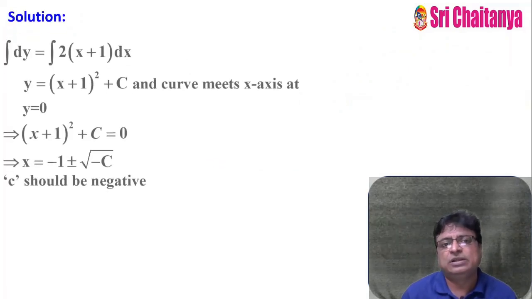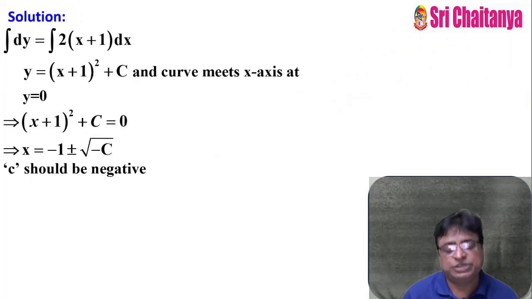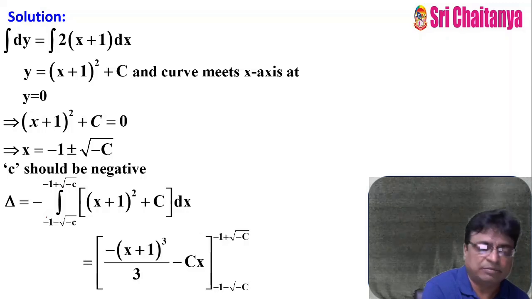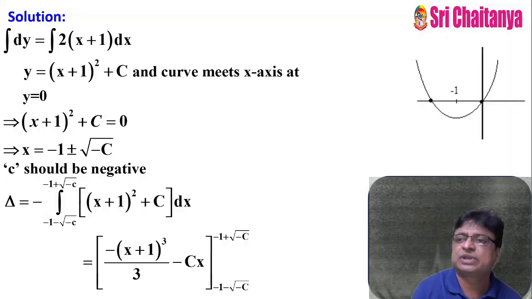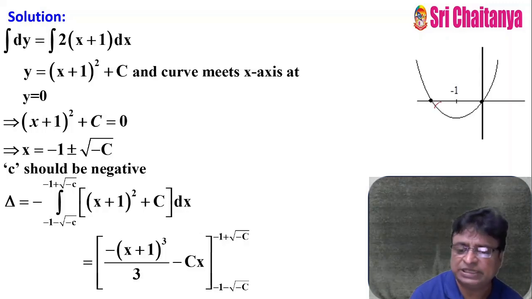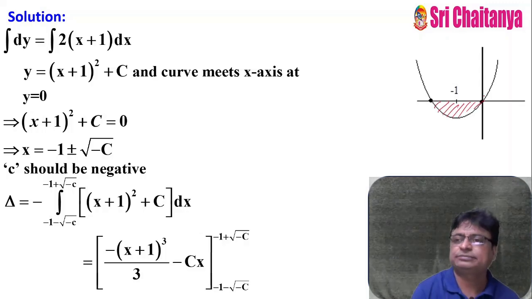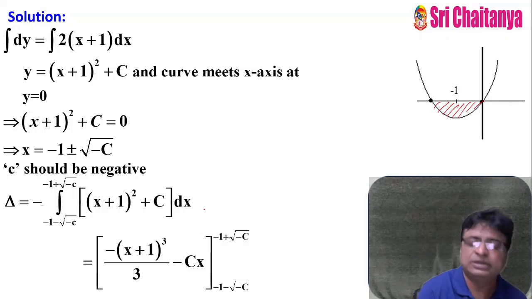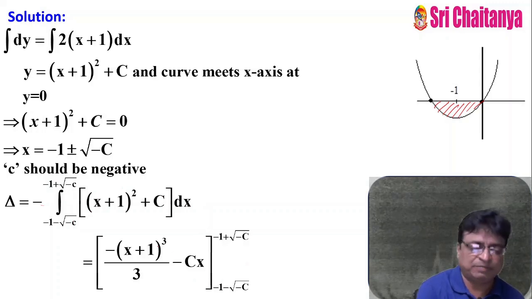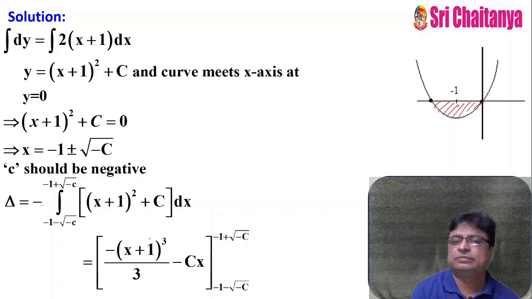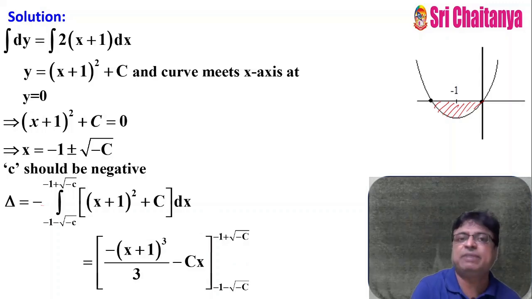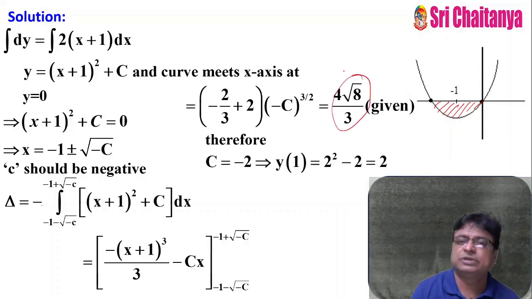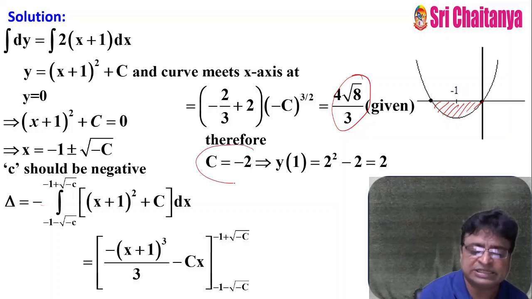And you know it very well, my c should be negative. So my area bounded by the curve is an integration, because the curve is like this only. I need to find this area, which is below the x-axis. So it is minus the integration of (x plus 1) whole square by 2, with limits minus 1 minus root of minus c to minus 1 plus root of minus c. You simplify this, it is a simple integration. This area is given as 4 root 8 by 3. After simplification, you will get c as minus 2 only.